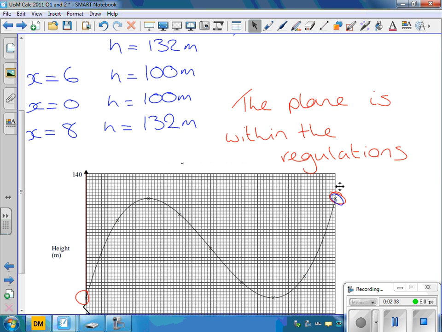but it is really important that you do show that you have checked all 4 values. So you've checked your 2 stationary points where x is 2 and where x is 6, but you've also checked x is 0 and x is 8, the start and finish of the plane's journey.